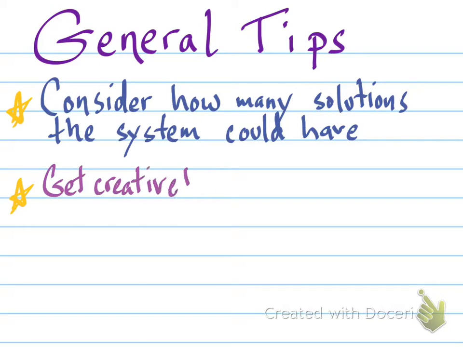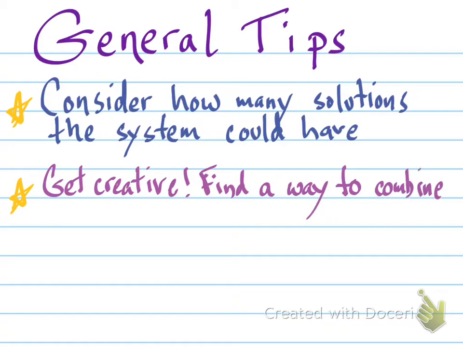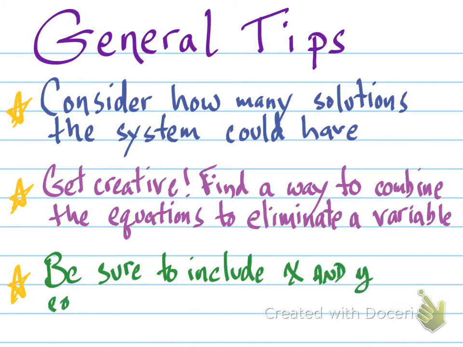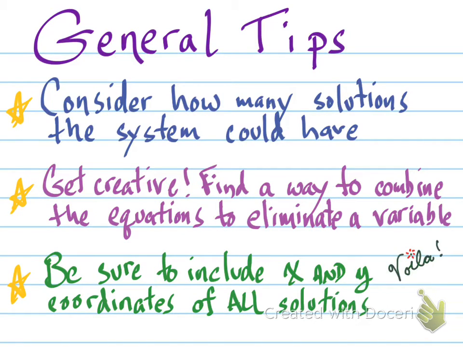Then you have to find some way, and you might have to get creative, to get those equations combined together into one equation where you can eliminate one of the variables. Because as you know, you can only solve an equation if it has one variable. And then finally, you just want to make sure that you include the x and y coordinates of all the solutions. And if you do all of that correctly, double checking your work and everything, you're done, and you'll have a good outcome to your work.